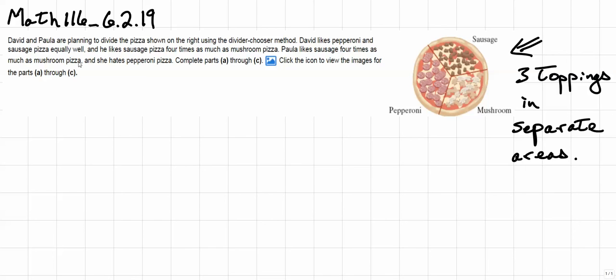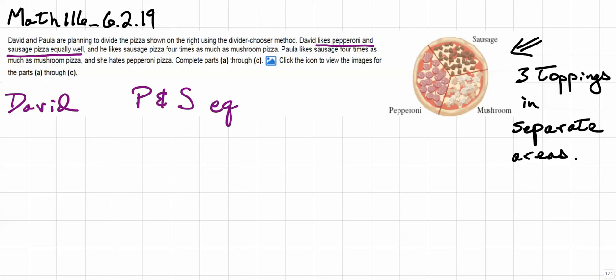So we'll start with David. And we know that David, according to our problem, likes pepperoni and sausage pizza equally well. So I'm going to use P and S equally well. We also see that he likes sausage pizza 4 times as much as mushroom. So that's going to be sausage pizza 4 times as much as mushroom.